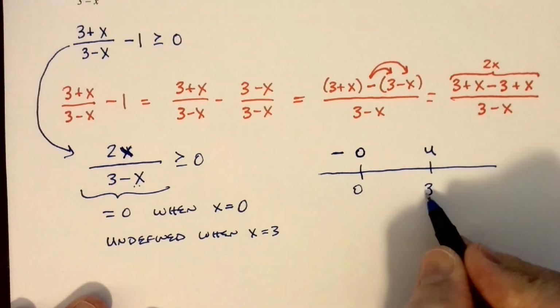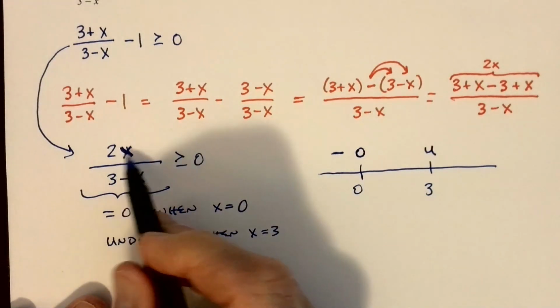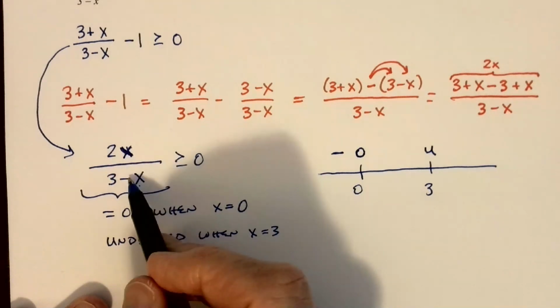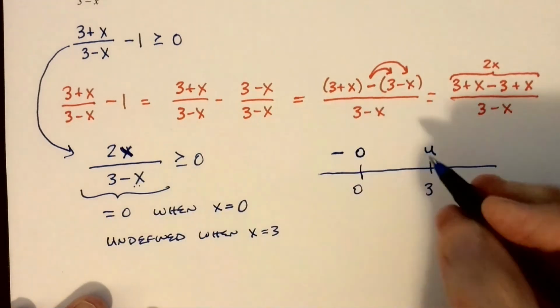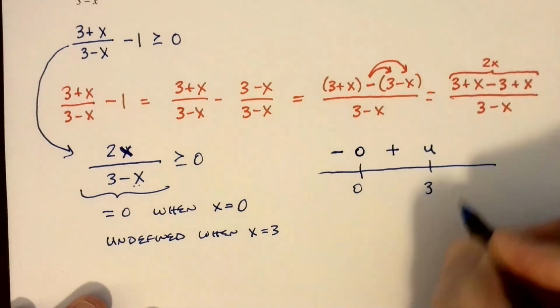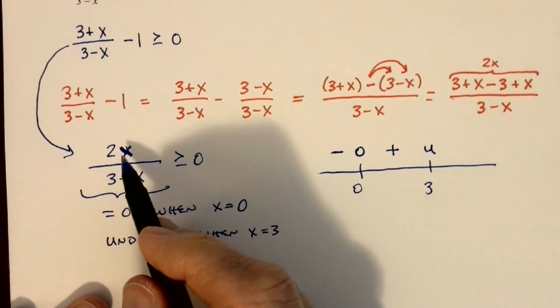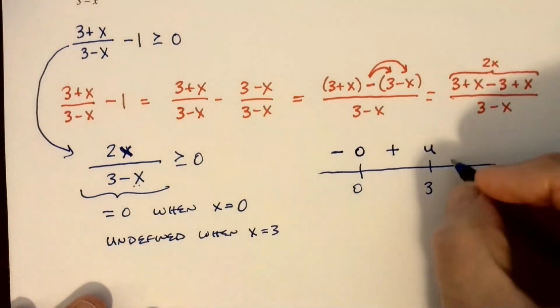Pick a number between 0 and 3, like 1. 2 times 1 is 2. 3 minus 1 is 2. 2 divided by 2, positive 1. And if you plug in a number bigger than 3, and I'll let you do that, if you plug in 4, you're going to get a positive divided by a negative. You're going to get a negative.